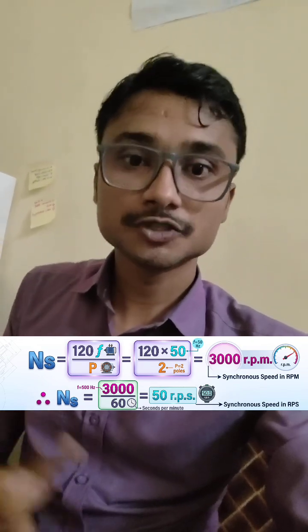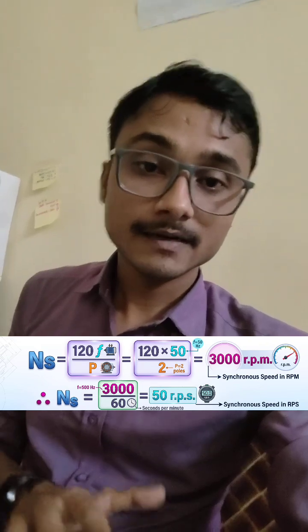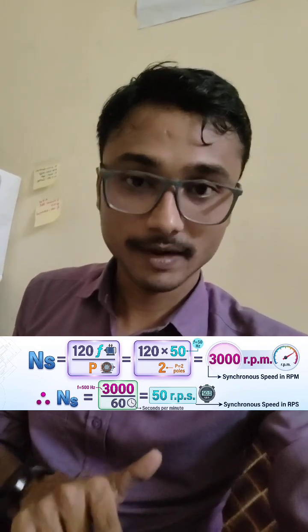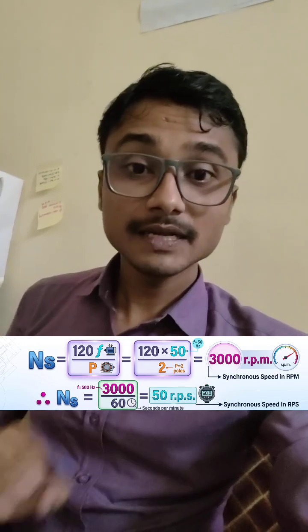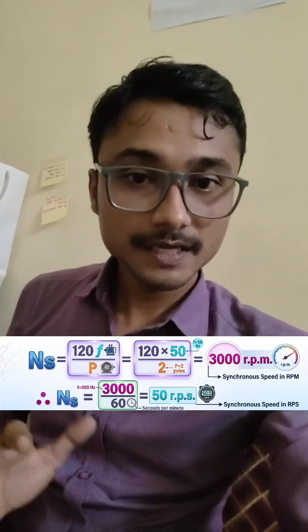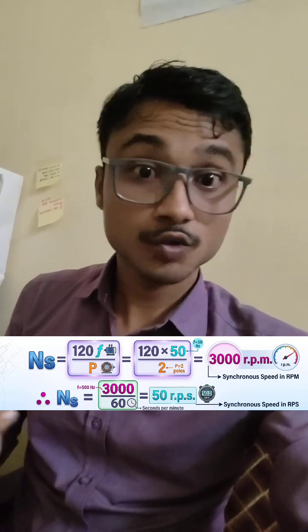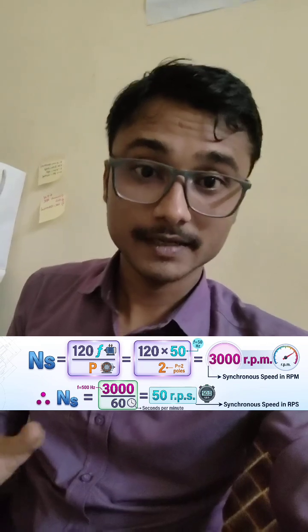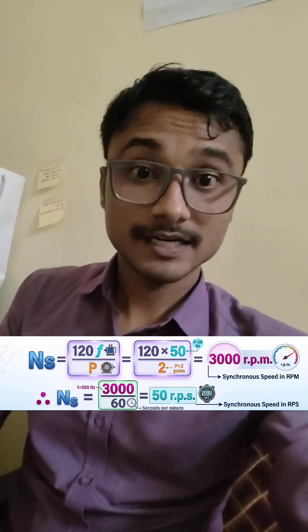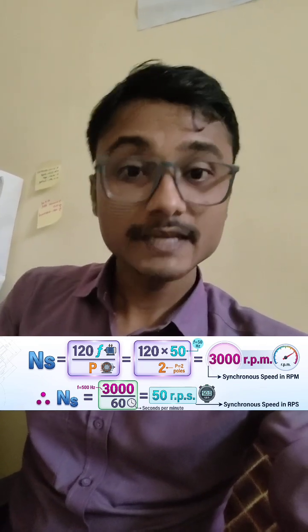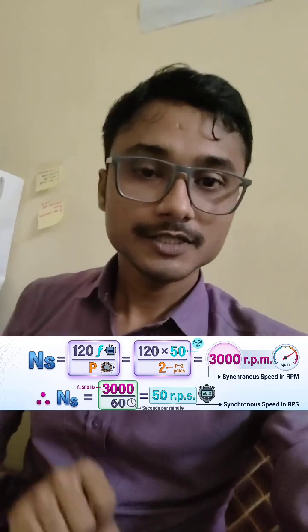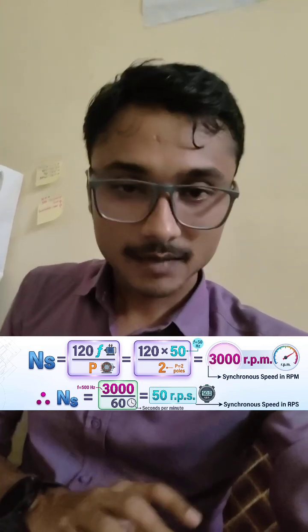Okay, that is in revolutions per minute, but we want it in revolutions per second. So 3000 divided by 60 gives us 50 revolutions per second, which means the stator poles are rotating very rapidly, right? Initially the rotor is in an arbitrary position, and we are not connecting any prime mover to the rotor.